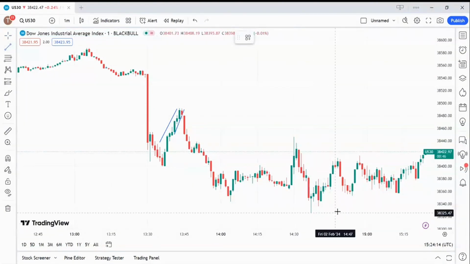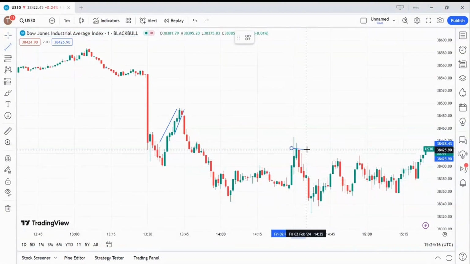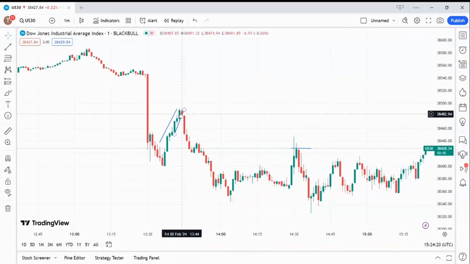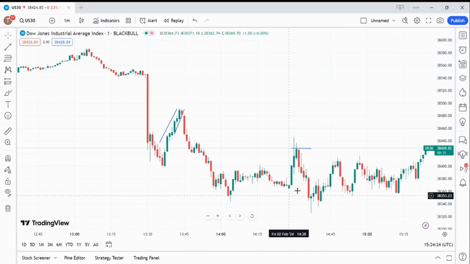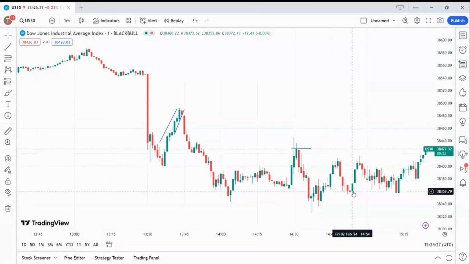All right, take a look at it. Here is a top up right here. You take a look at it. Here is top 1, here is top 2, the market sold. Here's the top, the market sold. Here again it's another top, the market sold.